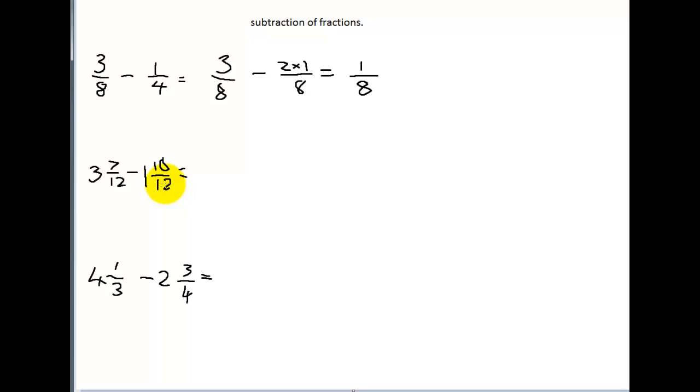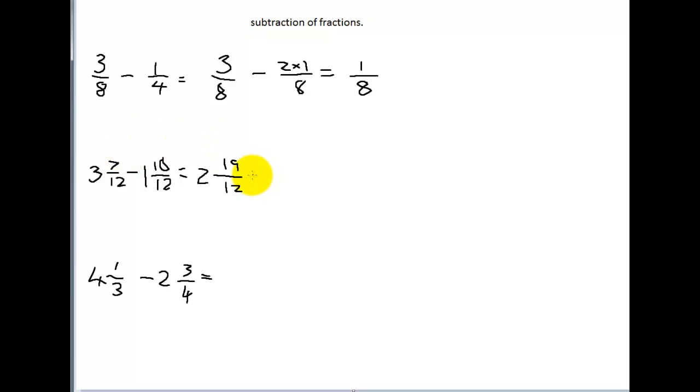To start with, in the first one the common denominator is the same, so you don't need to worry about that. But because 7 is less than 10, you need to make 7 larger than 10 so that you can subtract 10 from it. So you're going to rewrite it as 2 and 19 over 12. What we've done is taken 1 off the 3 to get 2, and then added 1, which is 12 over 12, so we've added 12 to 7 to get 19.